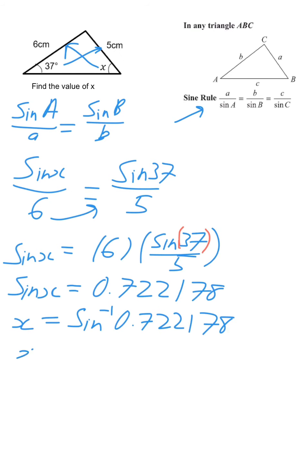Now, putting this into the calculator, remember when it's an inverse, that's when you press the shift with the Casio calculators or the second function with the Sharp calculators. So if ever you're finding an angle, that's when you press those buttons. So putting this into the calculator, we get 46.234. And we're going to round this to 2 decimal places. So x is equal to 46.23 degrees. And that's it.